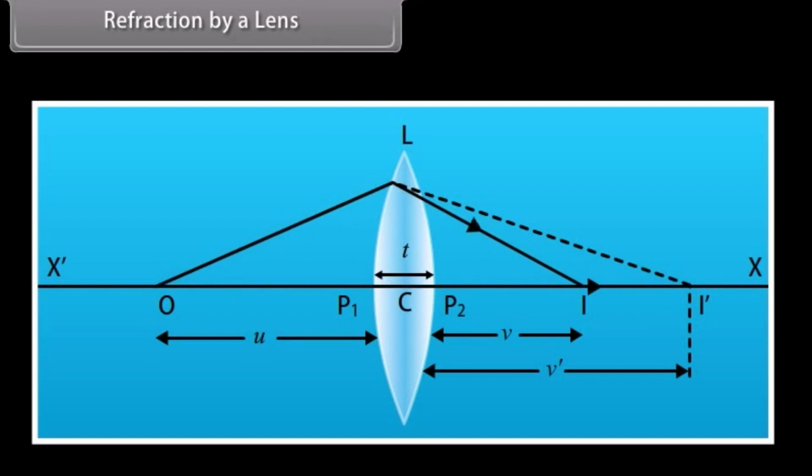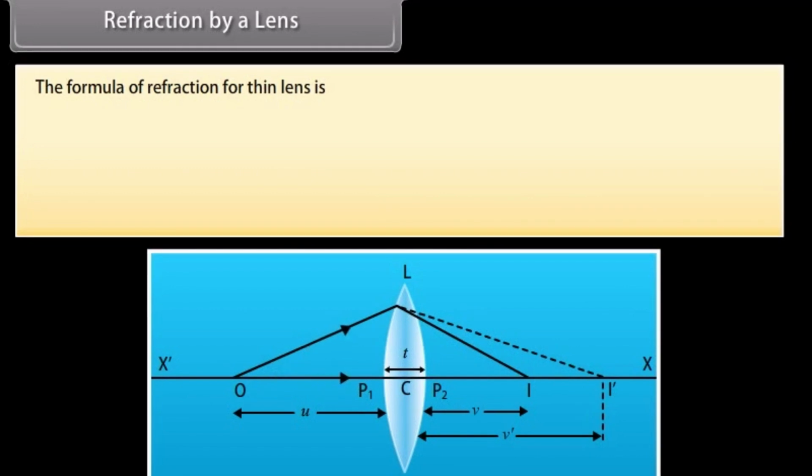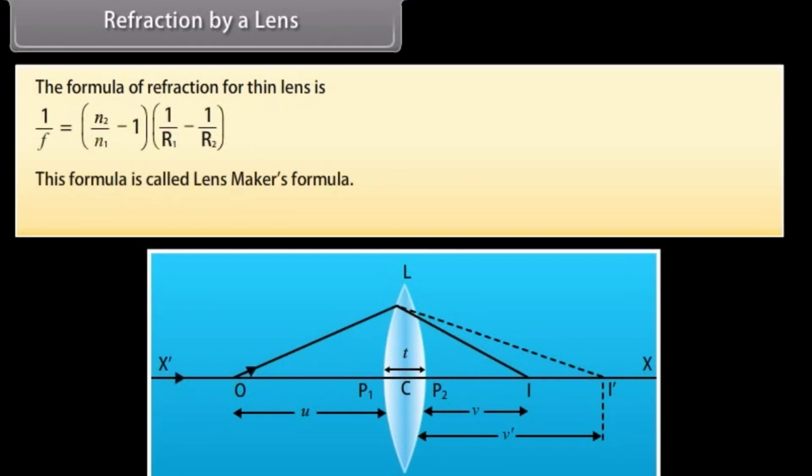The first refracting surface forms the image of O at I' at a distance v' from P1. The image I' acts as a virtual object for the second surface, and after refraction at the second surface, the final image is formed at I. The formula of refraction for thin lens is given. This formula is called lens maker's formula. This formula also holds for concave lens.